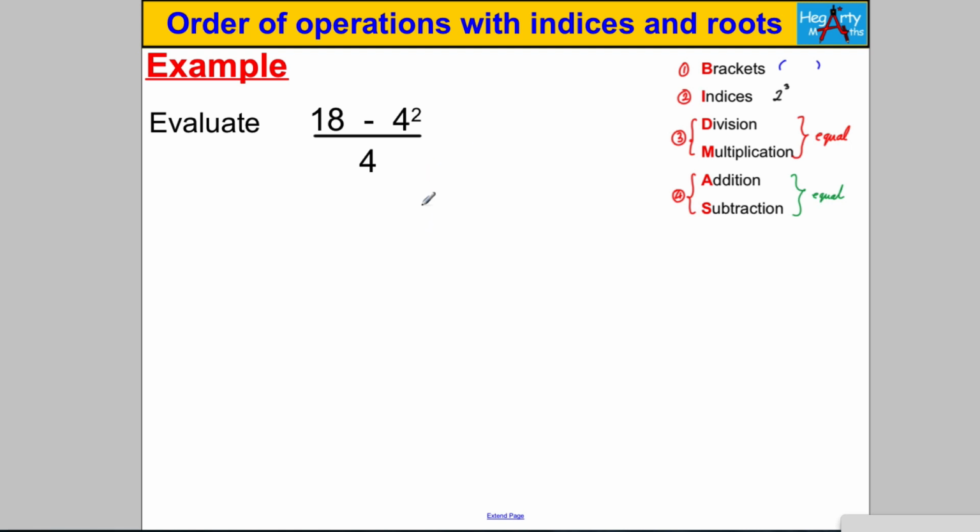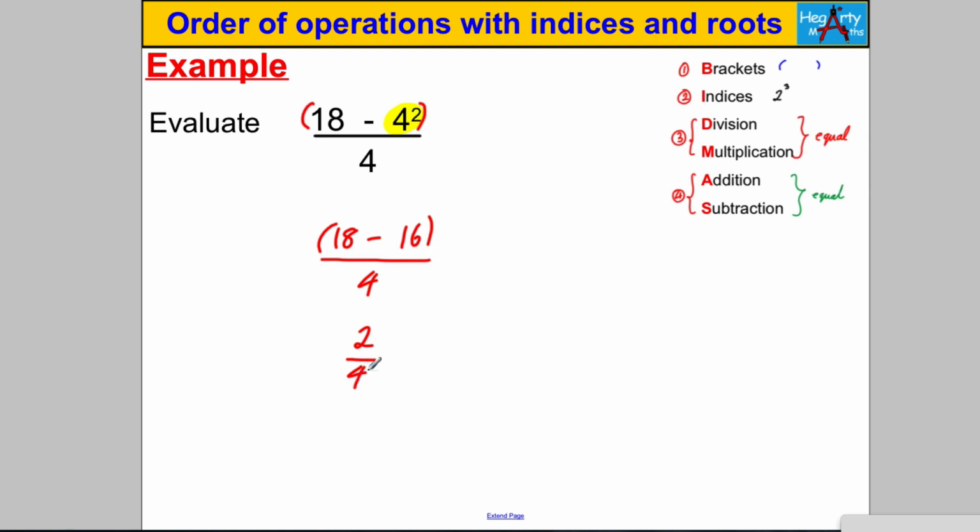Now we've got a division here, but we've got something on the numerator. We have to work that thing out first before we can divide it by the 4. And within the numerator, we've got a takeaway and an indice, so we should do the indice bit first. So 4 squared is going to be 16. Don't forget we need to do 18 subtract that, and when we've got the answer to that, we're going to divide it by 4. 18 subtract 16 is 2, and we're going to divide that by 4.